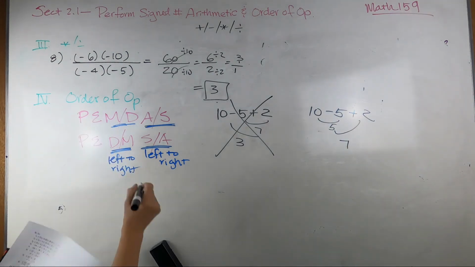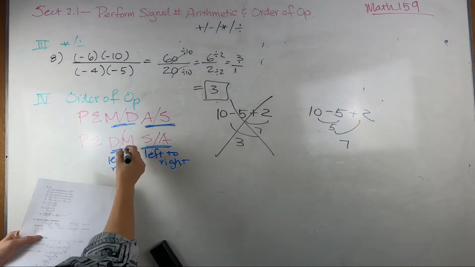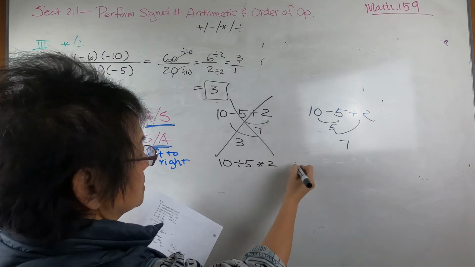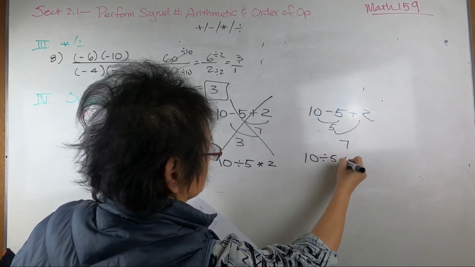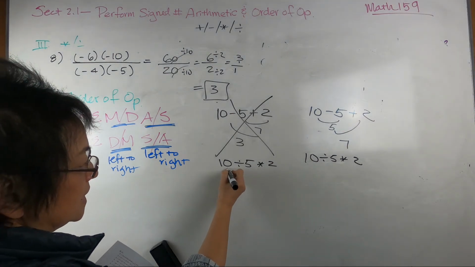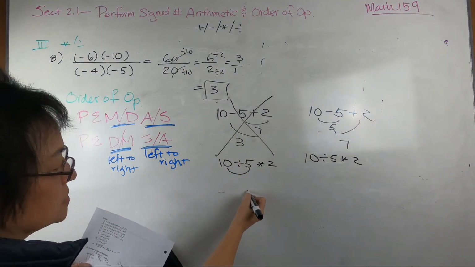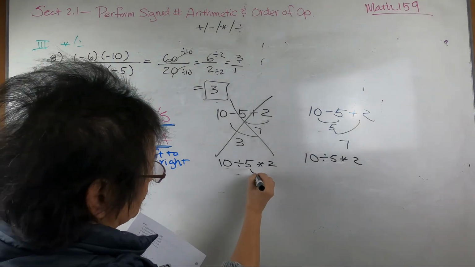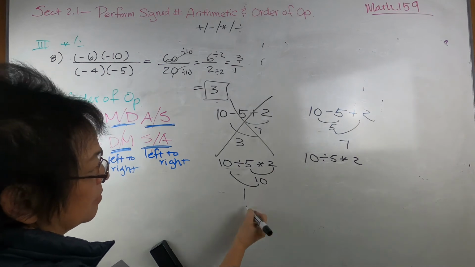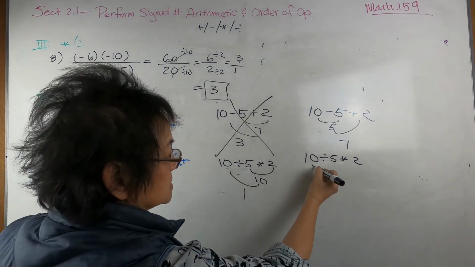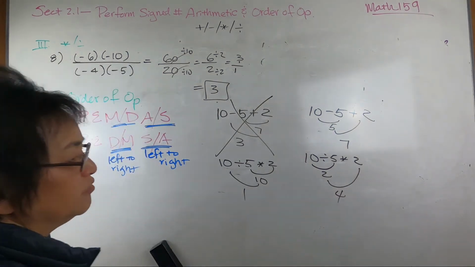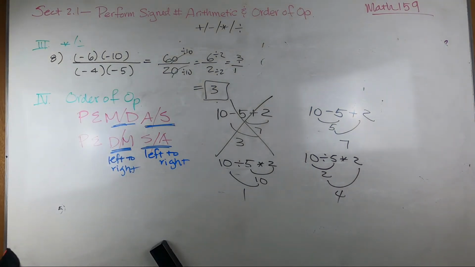So for division and multiplication, if we have 10 divided by 5 times 2. If someone does multiplication first, that becomes 10, then 10 divided by 10 becomes 1. If another person does it, 10 divided by 5 is 2, 2 times 2 is what? 4. We will have different answers. We don't do that.